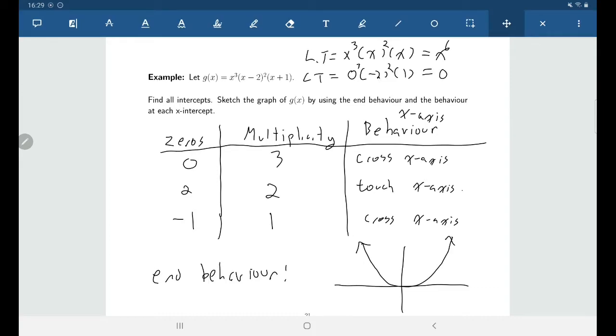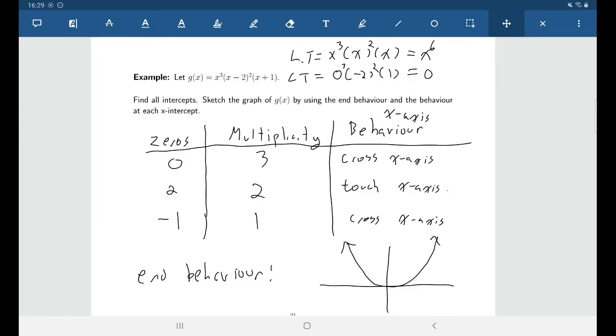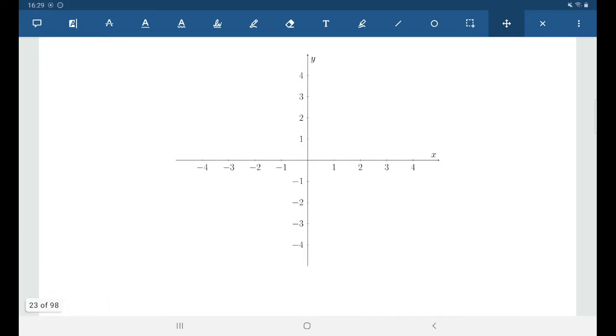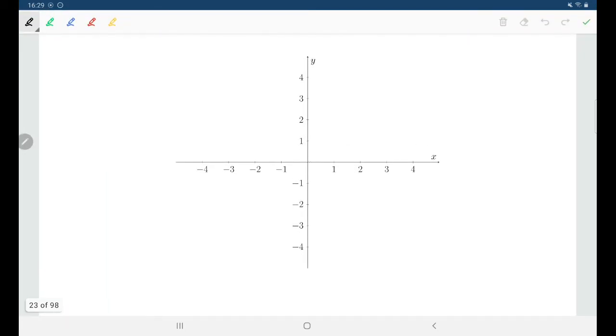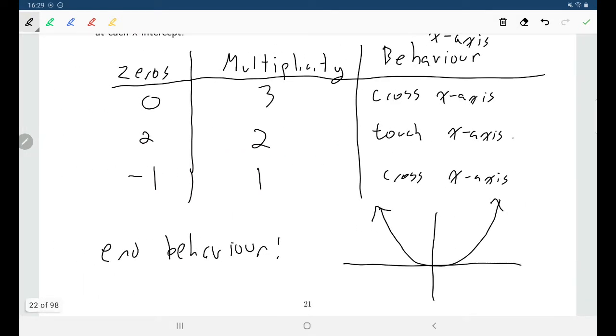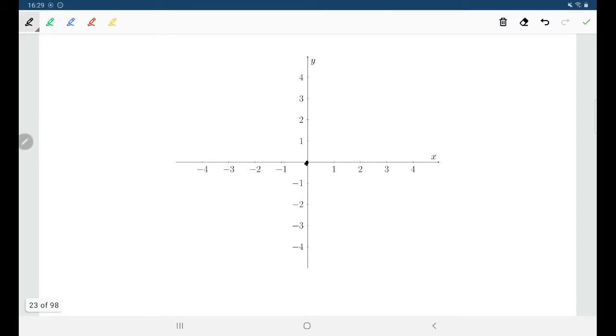Okay, so now I'm going to do the graphing part of this. And so what I'll do is first plot my points, and here I only have 3 points. I have the point (0, 0), that's the x-intercept, which is also the y-intercept. I've also got the points (2, 0) and (-1, 0). So I've plotted my points, and that's all the points that I have.